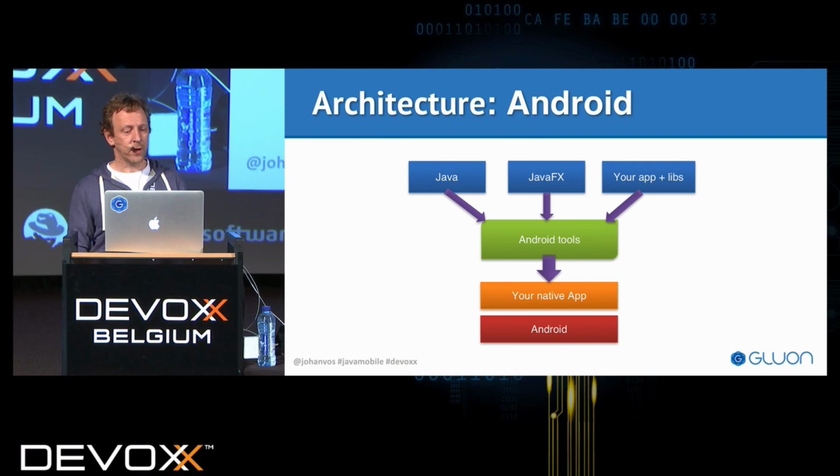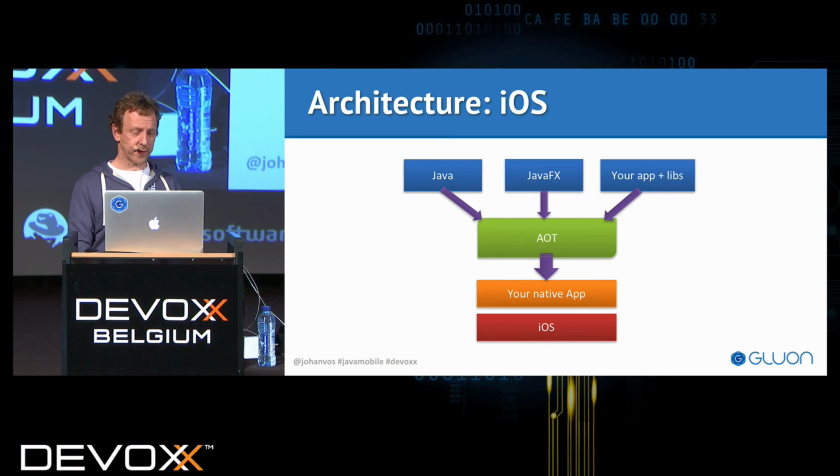Just to make it clear again, on Android, you have a Java application with libraries and a JavaFX runtime, and the Android tools will combine this into your native application on Android. On iOS, it's more or less similar, except that we have this AOT compiler in between that will translate all the code, so not only your application, but also the libraries, the JavaFX runtime and the Java runtime. It will ahead of time compile those into a native application.